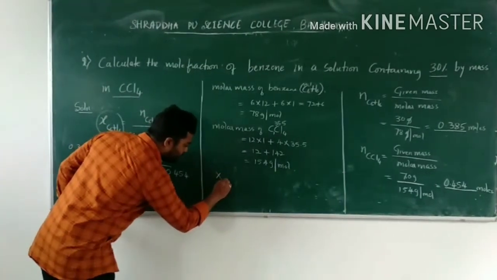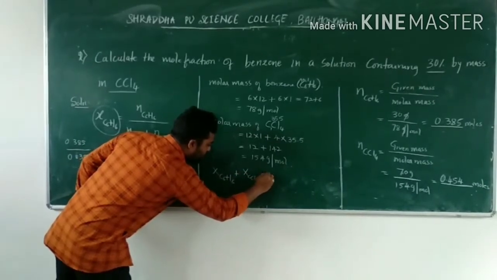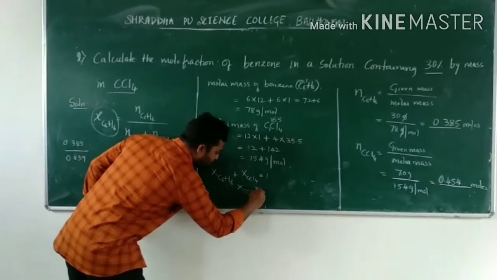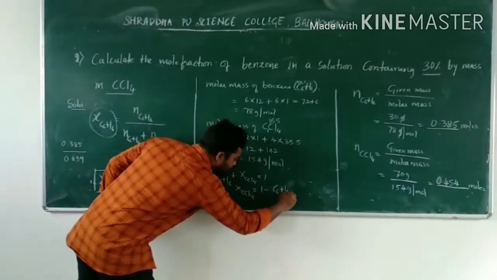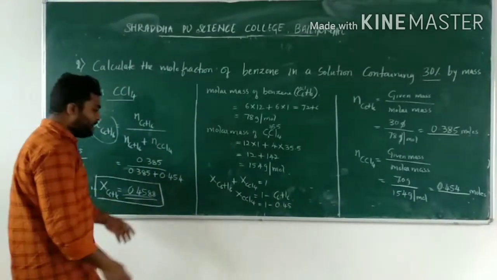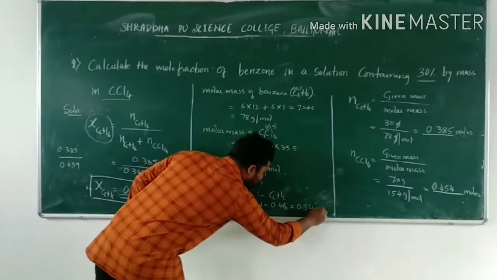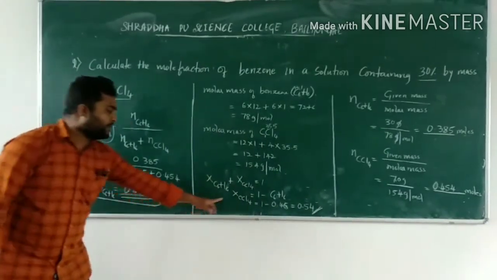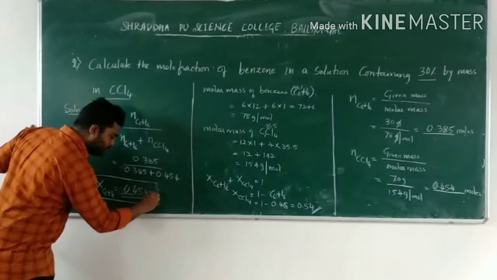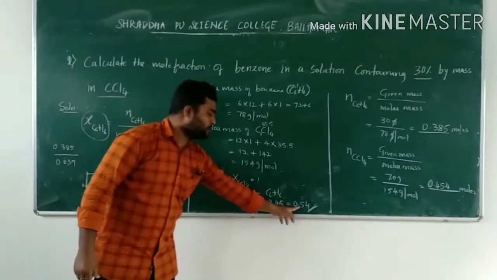See, now you have mole fraction of benzene. Therefore, you know that mole fraction of benzene plus mole fraction of CCl4 is equal to 1. If I know the value of benzene, then I can calculate the CCl4 mole fraction, which is equal to 1 minus the C6H6 value, which is 1 minus 0.45. Okay, 0.45, I will take it as 0.46. So this is equal to 0.54. So this is the mole fraction of your carbon tetrachloride. The mole fraction of benzene is 0.46 approximately. Then the mole fraction of CCl4 is 0.54.